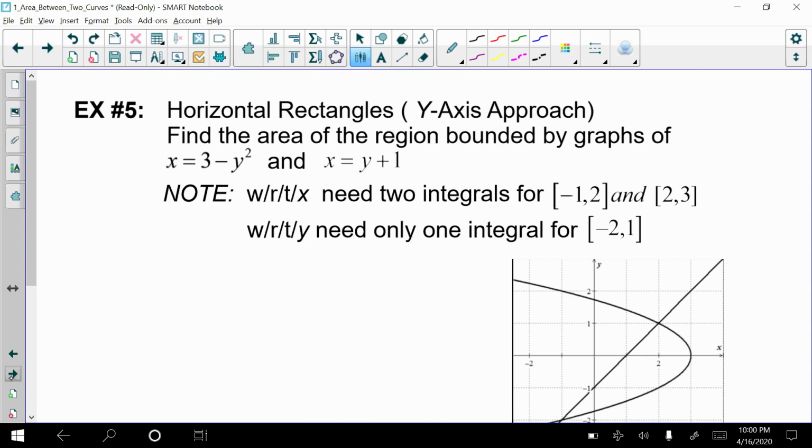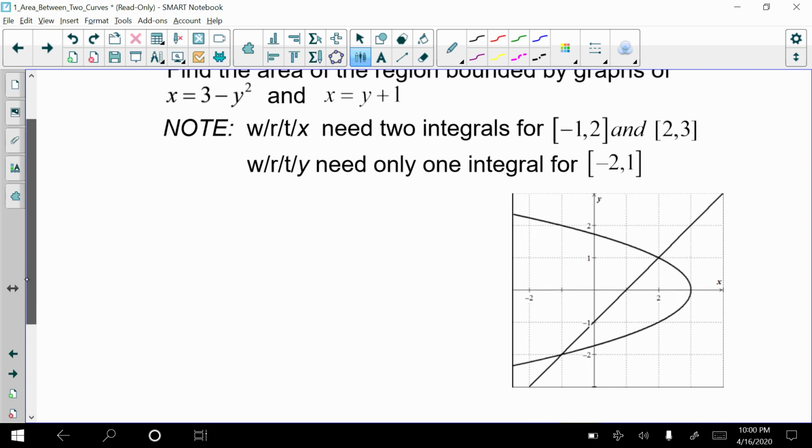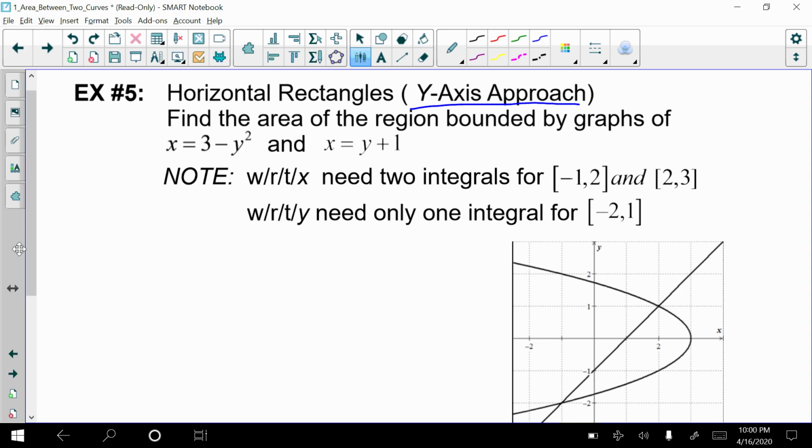Now the next one that we're going to look at is going to be looking at it from the y-axis instead of the x-axis, and that's a big difference. That's a big shift. If you notice, our functions are written in terms of x is equal to something with y, where y is acting as our independent variable in this case. Now the functions themselves, or the process, really isn't going to be any different. You're still going to look at the functions, taking the difference of one from the other.